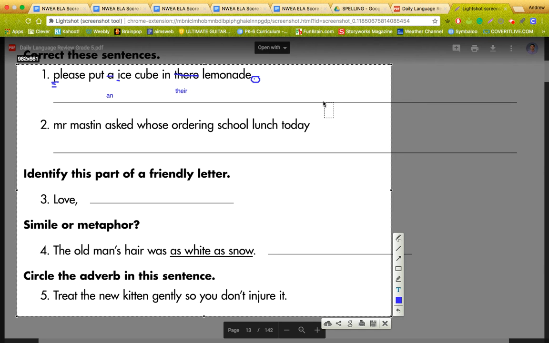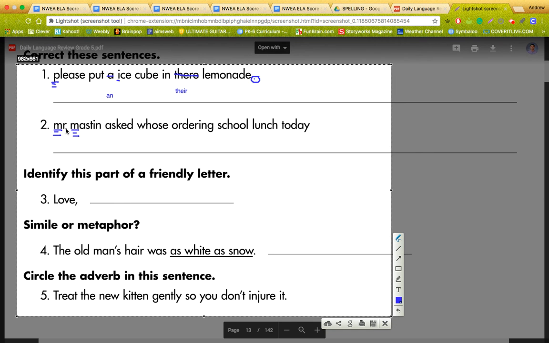Number 2. Oh boy, we got a lot going on in number 2. Mr. Maston asked, who's ordering school lunch today? Okay, so guys, let's do the obvious first. Let's just get rid of the obvious. Let's capitalize what we're supposed to capitalize. Okay, we always capitalize names, of course. So let's make sure we do that. I think that's it. And let's do some of the little stuff too.